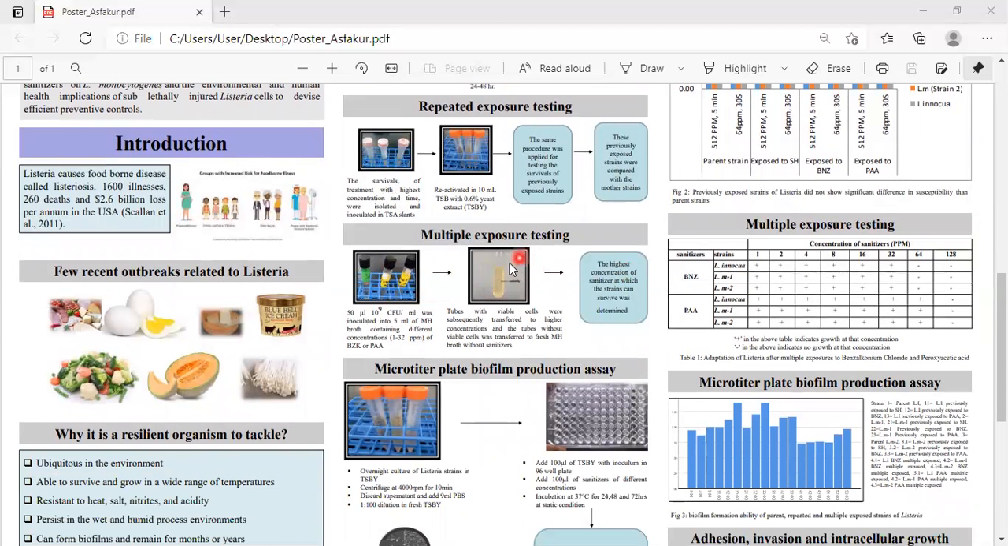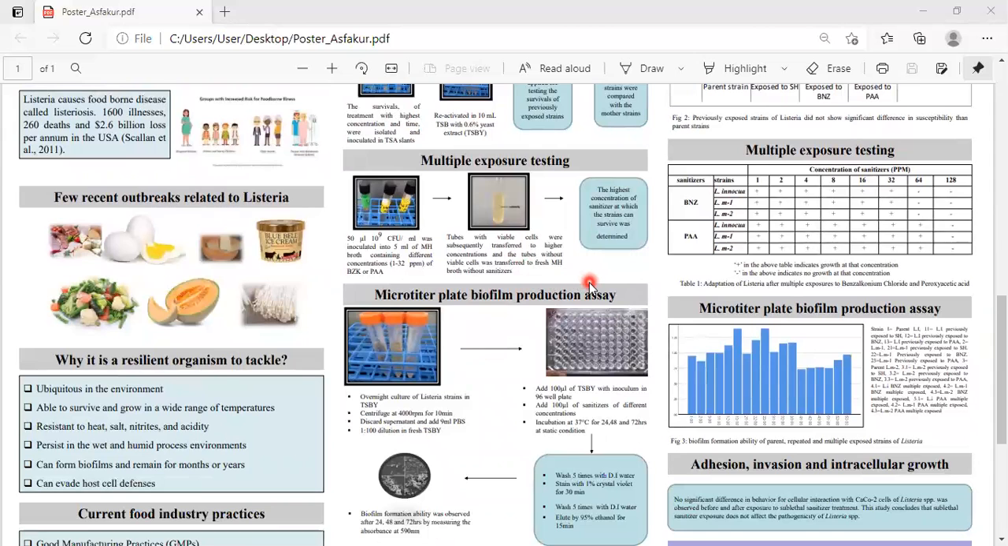Multiple exposure testing was done in Mueller-Hinton broth containing a very low concentration of sanitizer, with 24-hour incubation. If there was any viable cell, then it was transferred to a consecutively higher concentration, and if there was no viable cell, then it was transferred to fresh Mueller-Hinton broth, and the highest concentration where the cells can survive was determined.